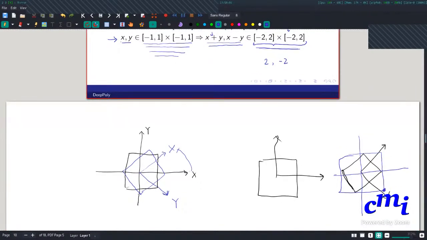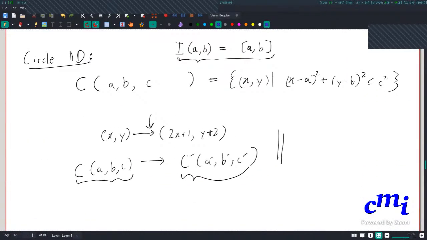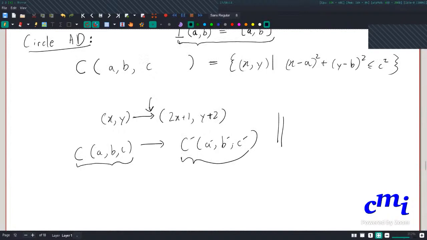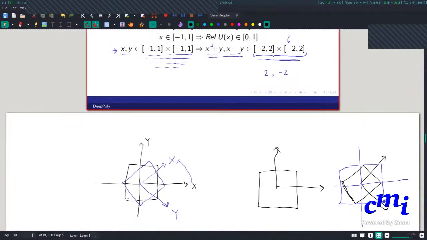Exactly. So I have just one small question. I want you to think about this. Consider linear maps from R2 to R2, and I'm talking about the circle abstract domain. But before you do that, I have one other question. We've shown that this is an over-approximation. That is fine. But is this the way that you have derived the tightest one possible?